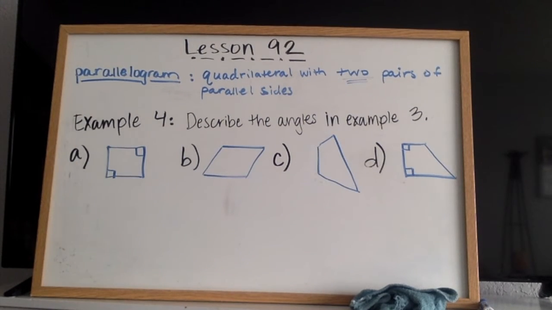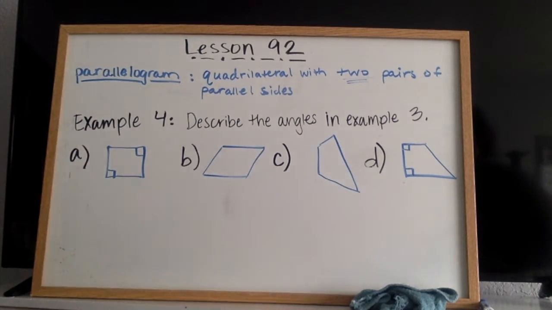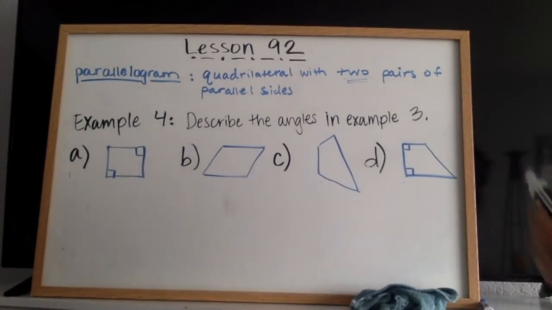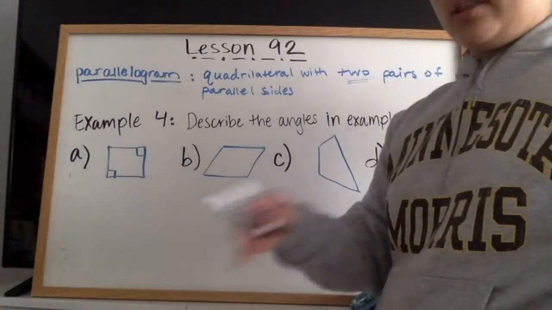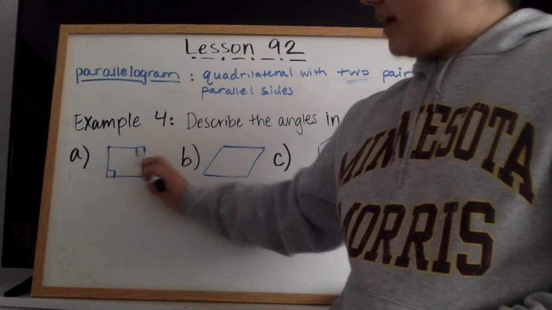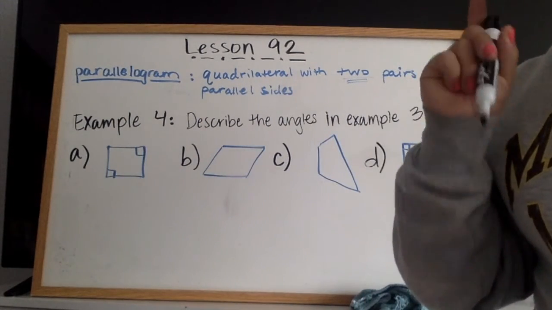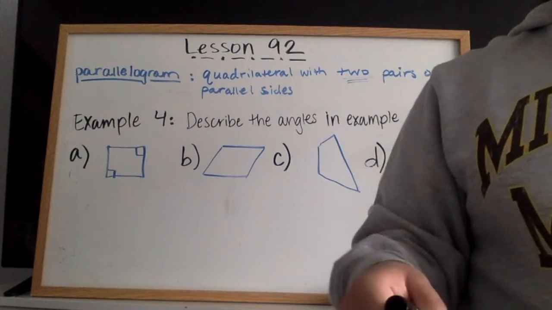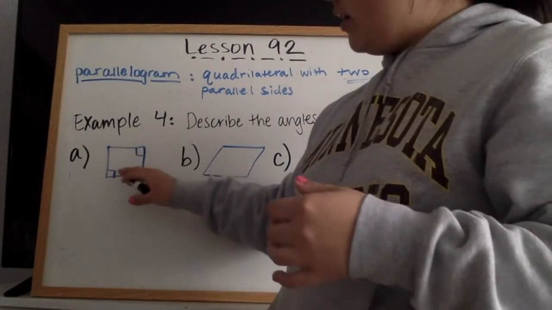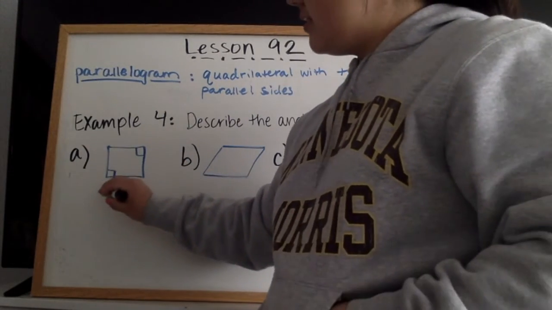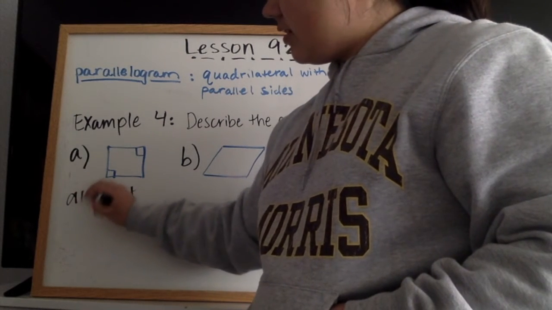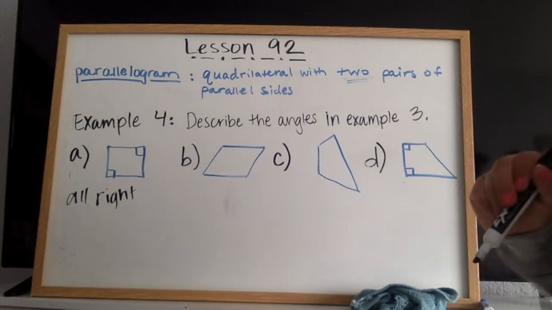Example 4, describe the angles in example 3. So I redrew the examples from example 3 without any drawings on them. So I'm just going to start off with letter A. Now letter A gives us these little boxes in the corner. If you don't remember what that stands for, it means that it's a right angle, which is 90 degrees. So I know that all of my angles are right. So they're all right angles.